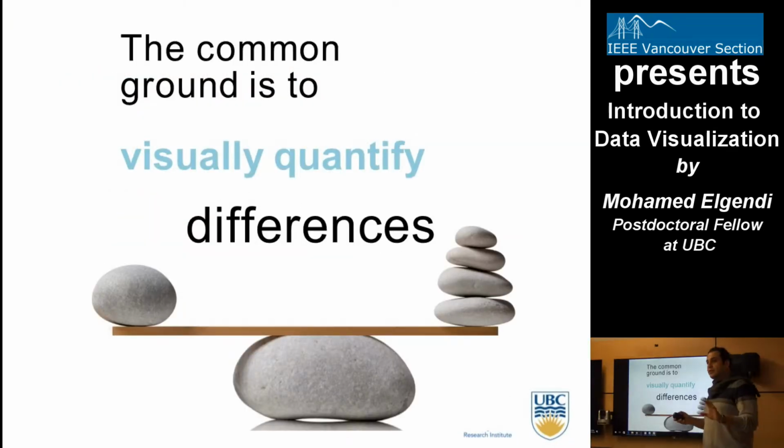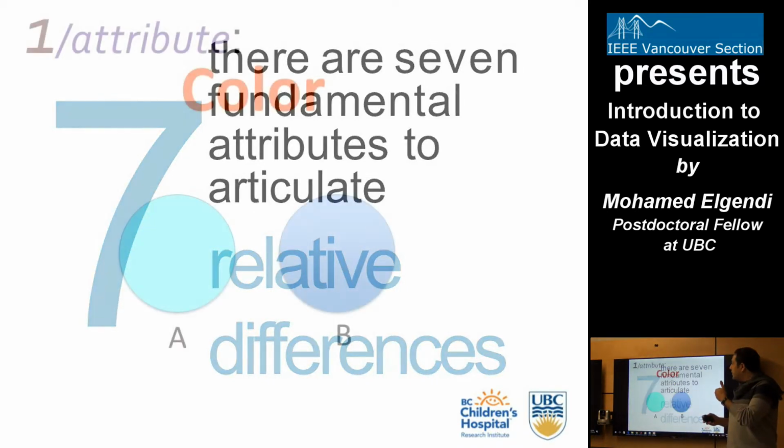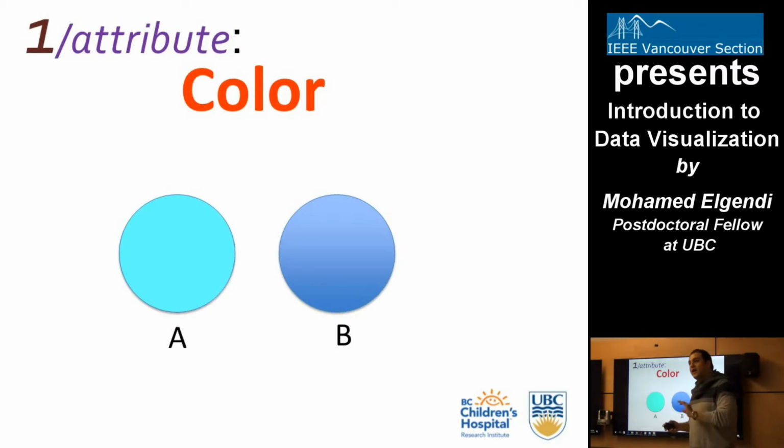The common ground in all of these figures is to visually quantify. And to quantify differences, we have 7 attributes. If you want to quantify differences, the basic 7 attributes we use are, I'm going to start with the first one, which is color. And if I ask you guys right now, how many of you think that the saturation of figure B is 2 times bigger than figure A? Please, because this is very important. These are the 20% that's going to make an 80% difference in any figure you produce.